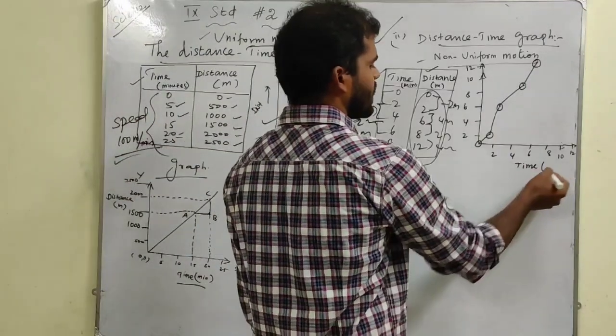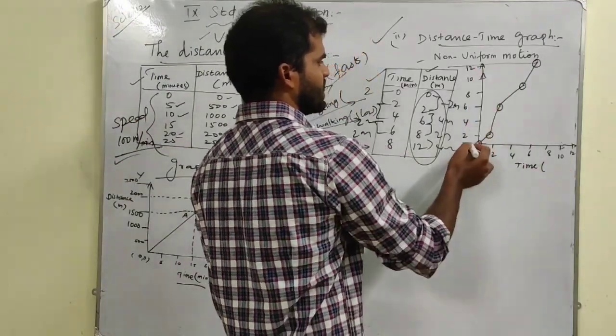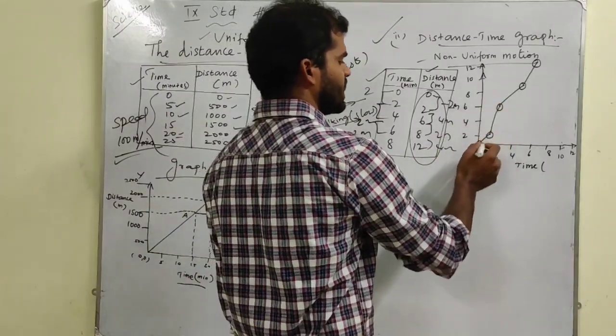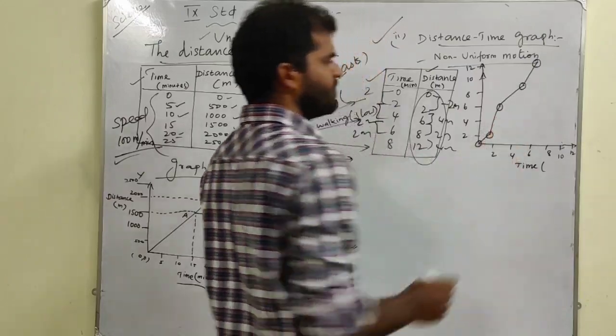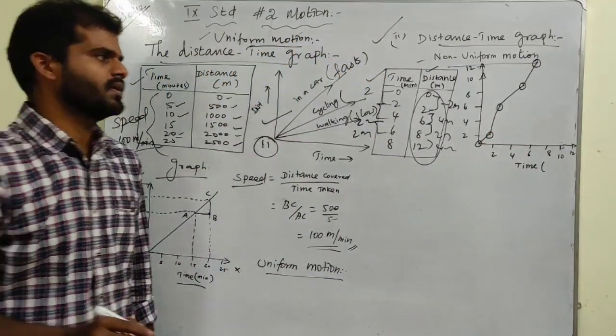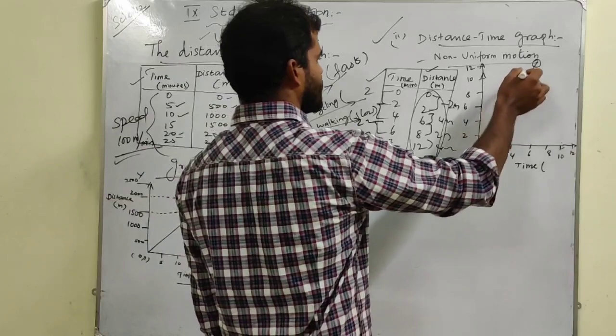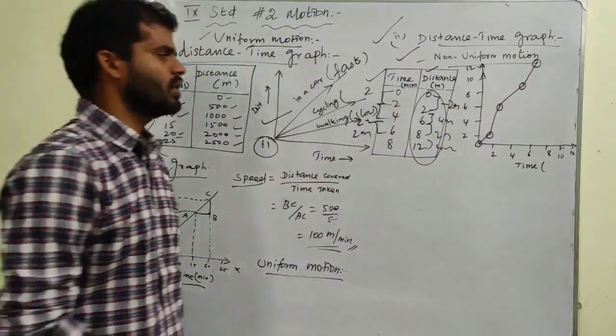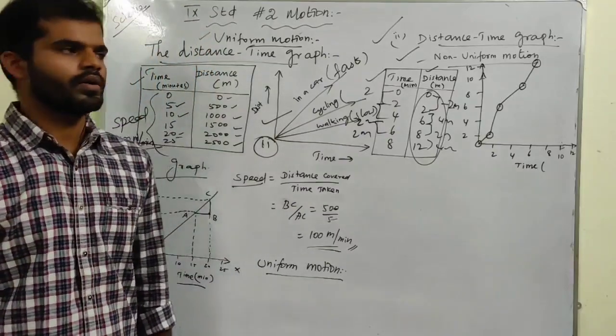So take the points, time on the x-axis and distance on the y-axis, and plot the points, and you can see that in the graph we will not get a straight line, right? There is a change in the straight line. So this is called non-uniform motion. When the line is not a straight line, that is called non-uniform motion.